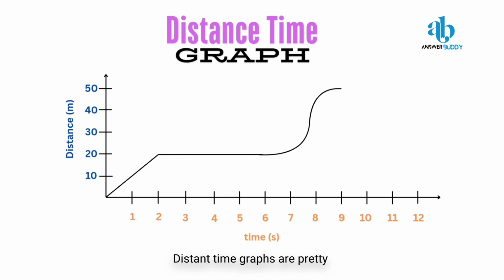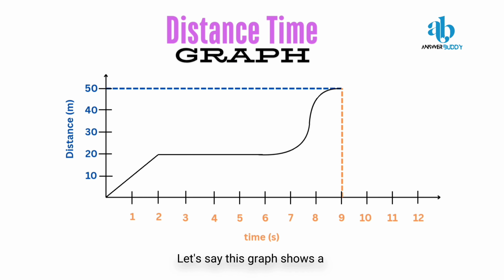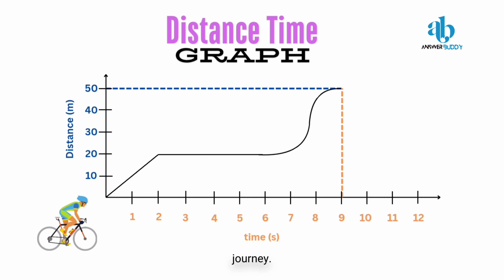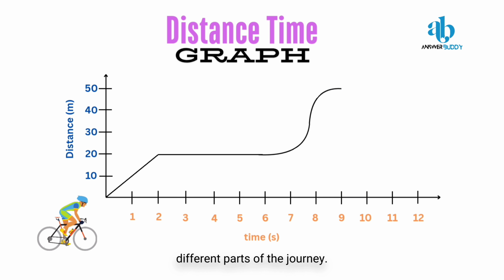Distance time graphs are pretty cool for seeing how far an object has traveled over a certain period. Let's say this graph shows a cyclist's journey. It's not just about the total distance covered over a specific time interval, like 50 meters in 9 seconds, but also about understanding different parts of the journey.